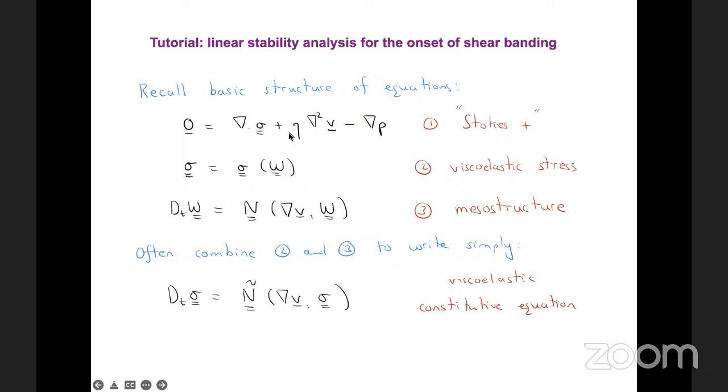We said that we need to extend that to account for the fact that in any fluid element, there aren't only these Newtonian viscous stresses, but there's also a viscoelastic stress due to the mesoscopic substructures. And that depends on a mesostructural variable W. And then we need a dynamical equation that tells us how W responds to a flow and how it relaxes under Brownian dynamics as well, which is somehow all contained in this N.